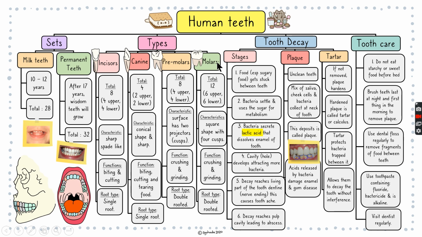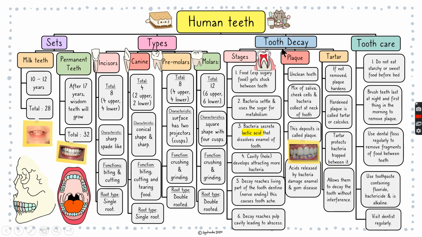Lastly, we have the molars. There's a total of about 12, 6 upper and 6 lower. The characteristic is that it's about square shape and has about 4 cusps, so 1, 2, 3, 4. And this has a function of crushing and grinding food. Root type, mainly double-rooted. Sometimes they do have triple-rooted as well.